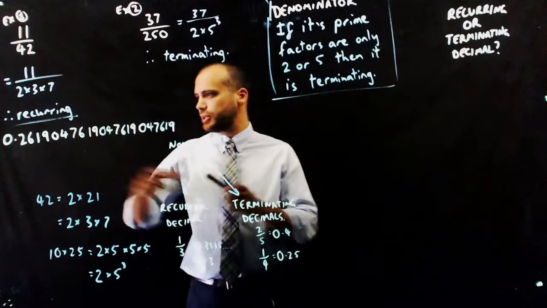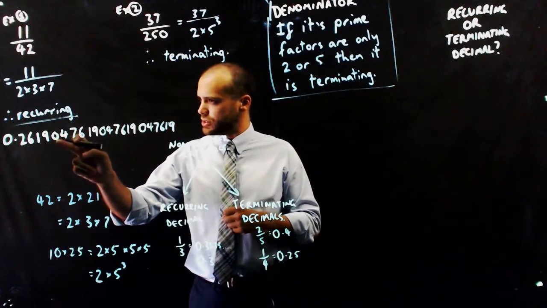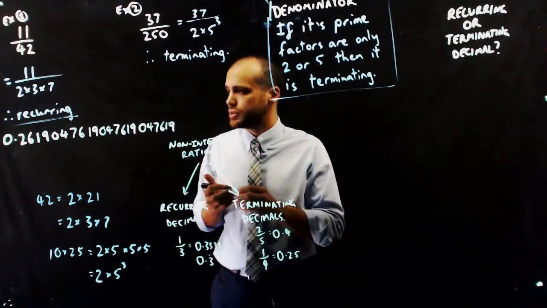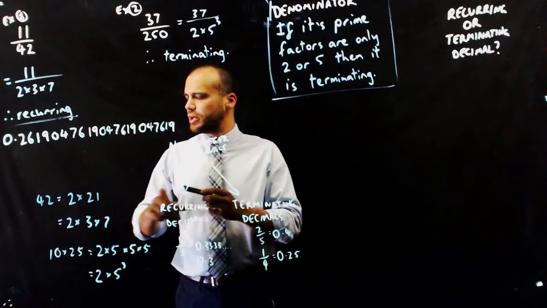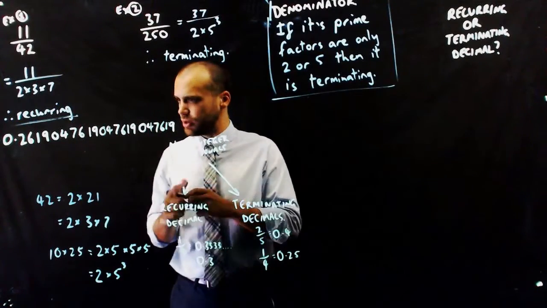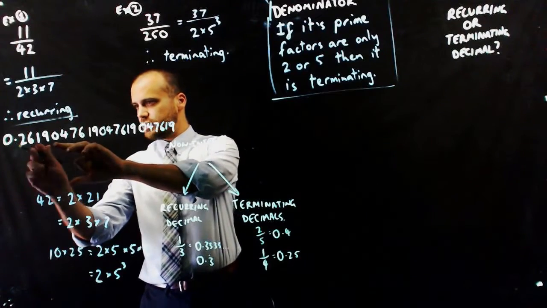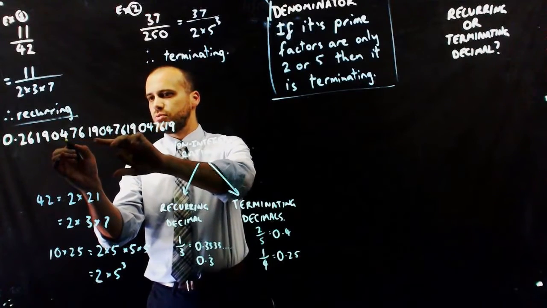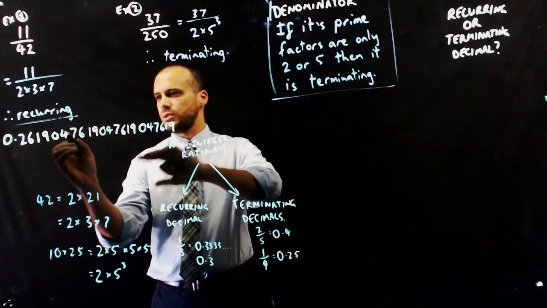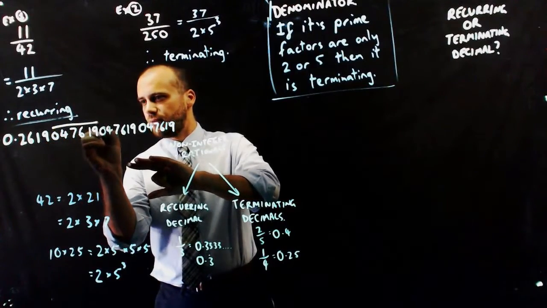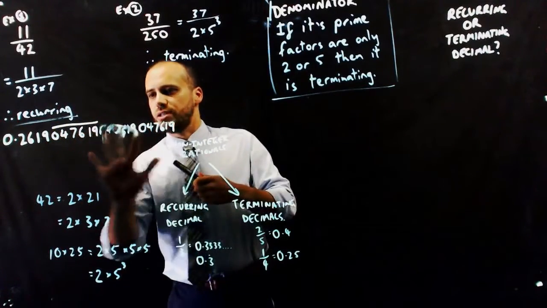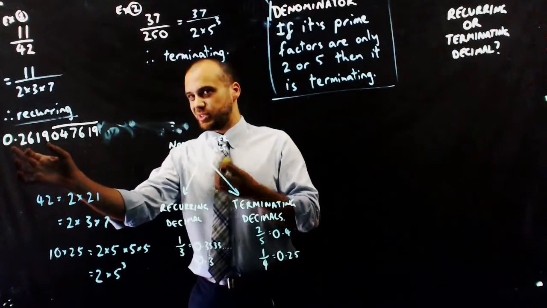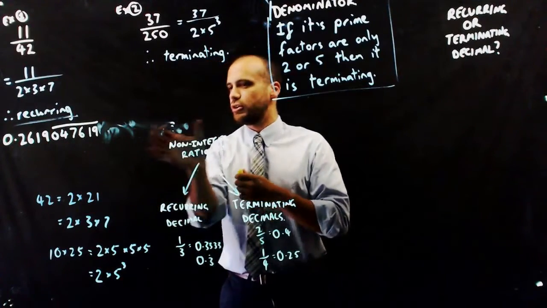Alright, I typed it into my calculator. The answer is 0.26190476, 190476, 190476. It's an interesting one because it doesn't start recurring straight away, but it does start recurring. It's 0.2619 and then it starts recurring. 047619, 047619, 047619. So I just put a line above that, and then I can erase the rest. So that bit's like the starting bit, and then recurring, recurring, recurring.